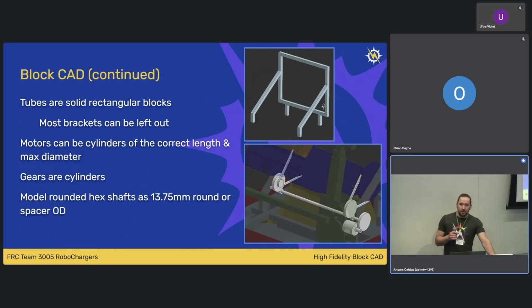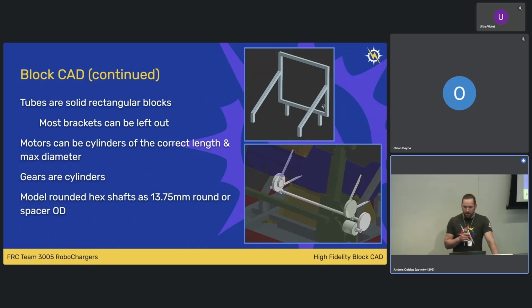Some specifics here. If you've got a tube frame, you're just modeling those as solid rectangular blocks. It doesn't need to be hollow. Most of the time, you don't need the brackets. Motors are cylinders of the correct size. Gears are also cylinders. Make sure you're modeling those as the actual tooth outside diameter, not the pitch diameter, because you want the correct clearances for all your powertrain components. Don't model anything smaller than it actually is in real life, because that's where you're going to get into trouble in terms of having the correct space claims.